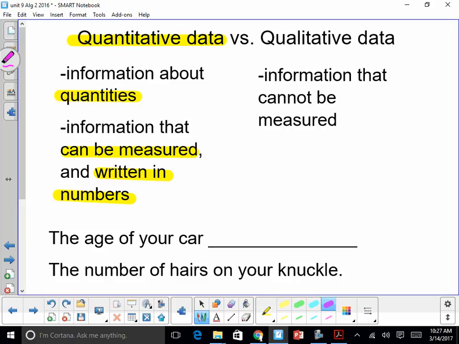The qualities of things can be measured, including using koalas, yeah. On this guy here, information that cannot be measured, and by measured, of course, they're thinking about numbers.